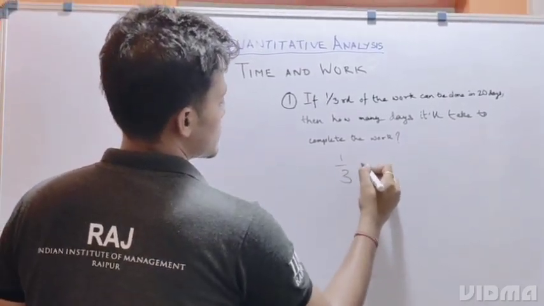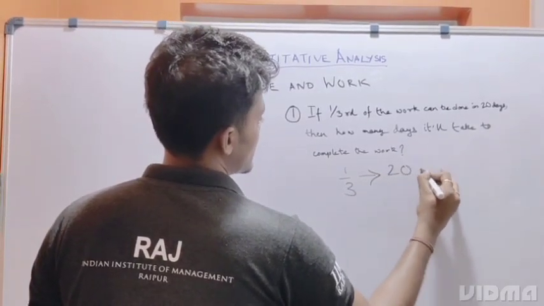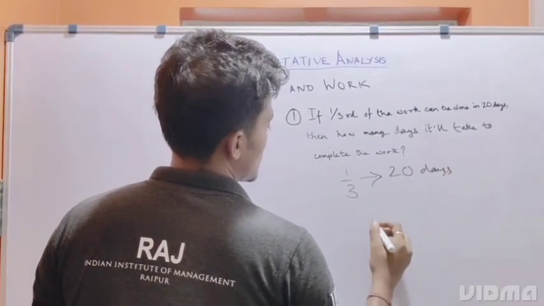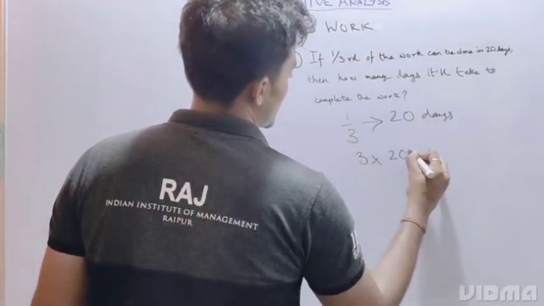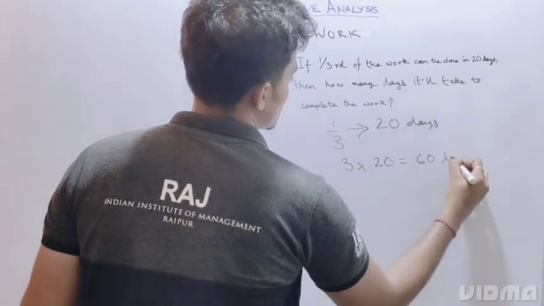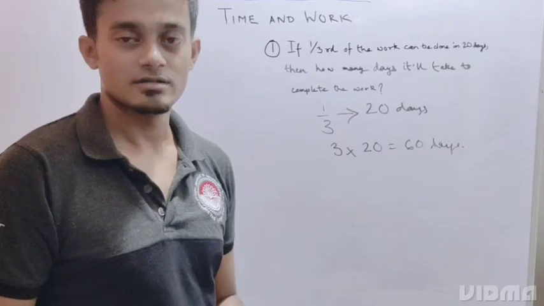One third of the work is done in 20 days. So 3 times 1/3 will give you 1, and 3 times 20 will give you 60. So the total number of days needed to complete the work is 60 days. Simple.